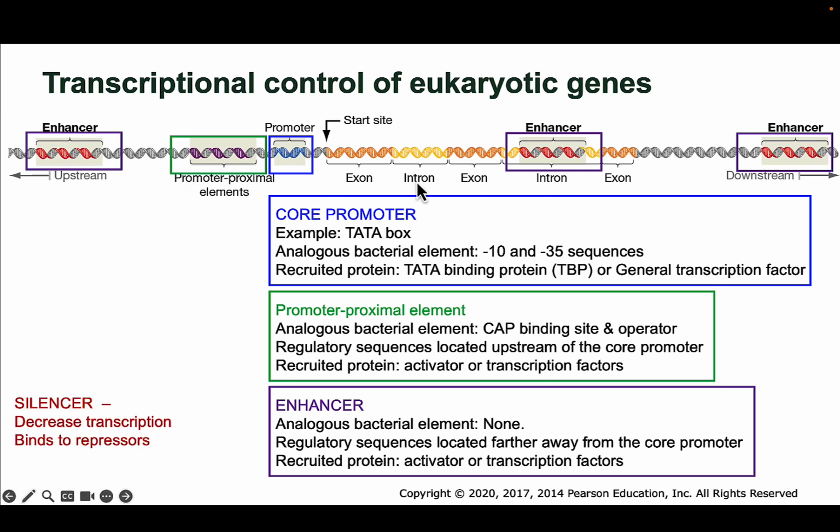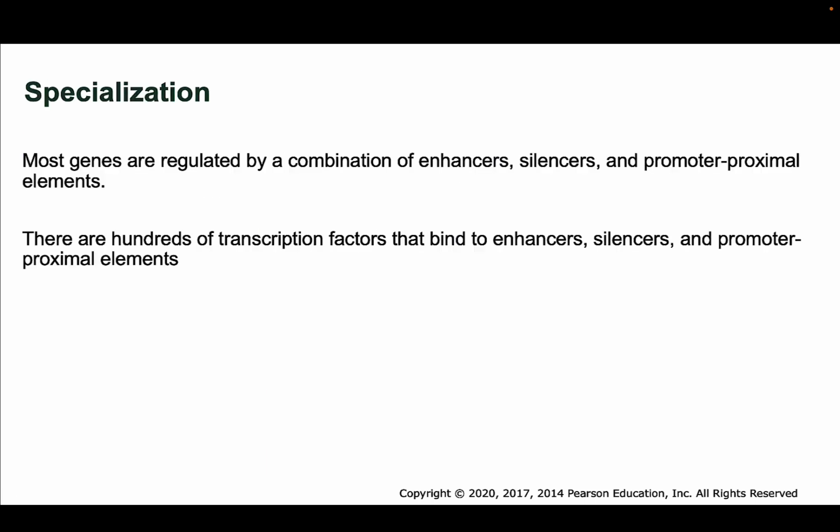Not shown in this picture are also silencers. These are regulatory sequences located farther away from the core promoter, and they oppose enhancers. So they decrease transcription, and they do this by binding repressors. We heard about repressors quite a bit when we were talking about the lac operon, but these sequences are located farther away from the core promoter than in bacteria.